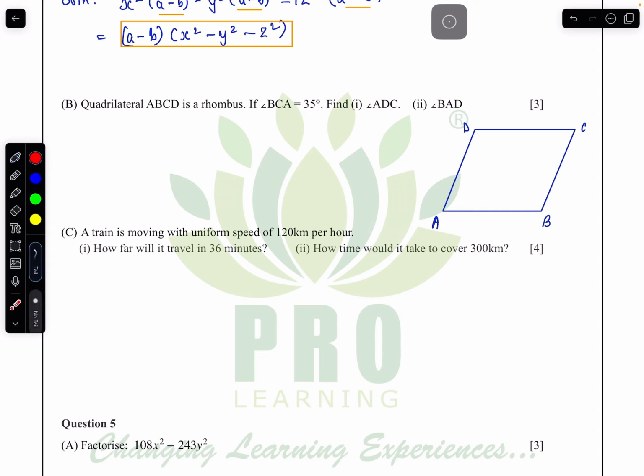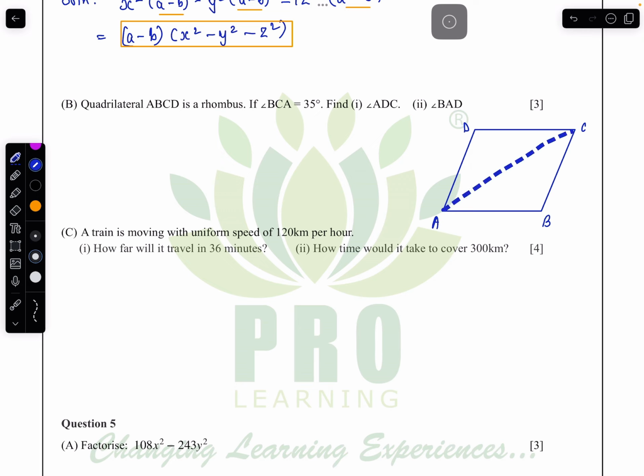For our understanding, opposite sides are parallel in a rhombus. This and this are parallel. The second property is, in case of a rhombus, all sides are equal: 1, 2, 3, 4, all the sides are of equal length. If we talk about the angles, opposite angles are equal. Angle A and angle C will be equal, and angle B will be equal to angle D. Now we move on to the diagonals.